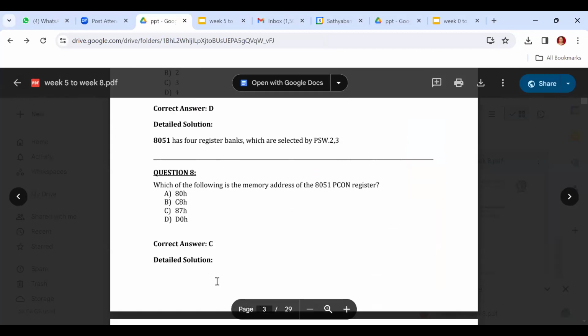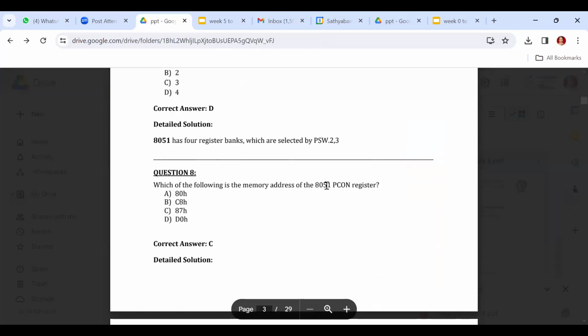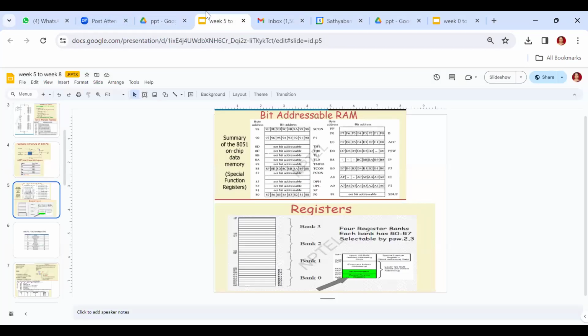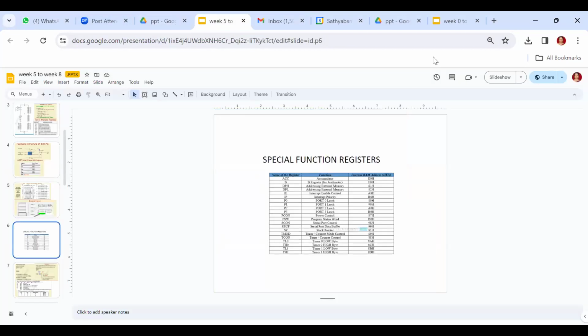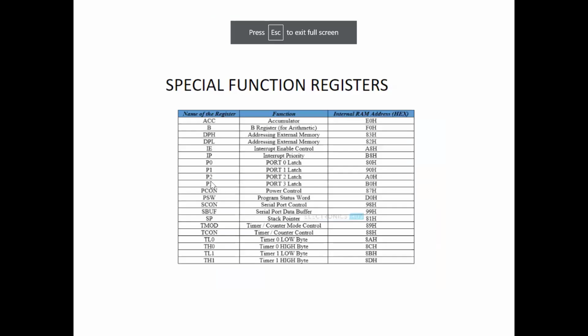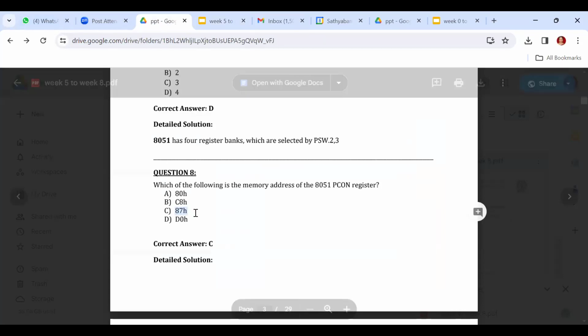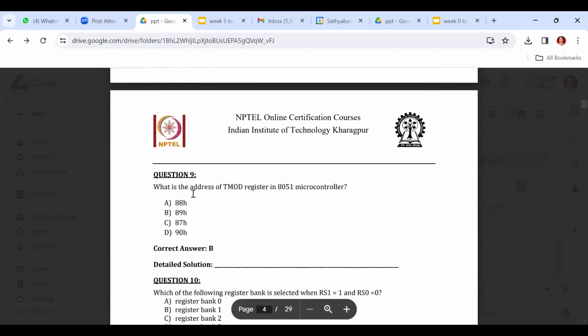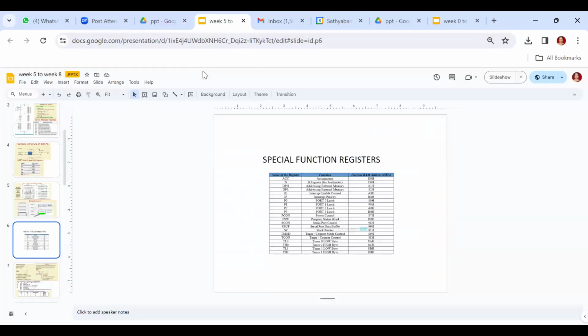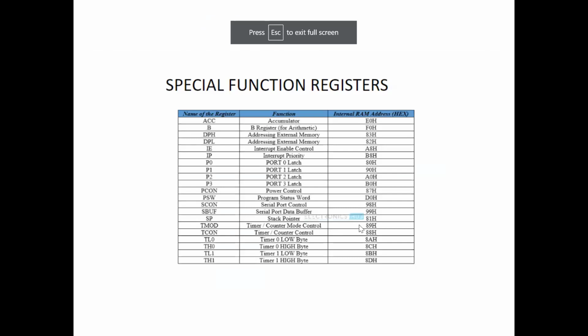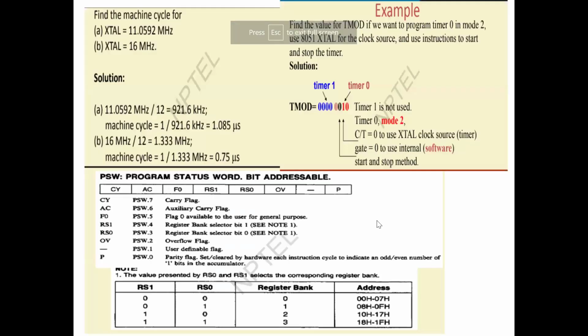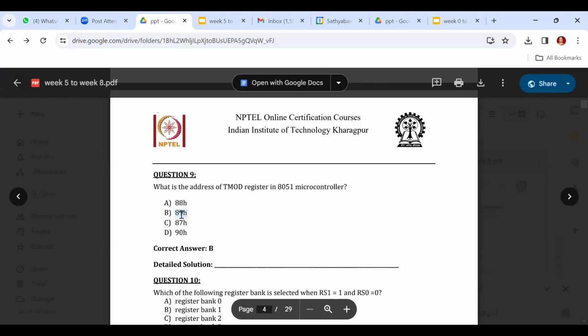Which of the following is the memory address of the PCON register? Go and see the PCON register. The PCON register memory address is 87H. What is the address of the TMOD register? Again, I have to go for TMOD and go through the address. TMOD is 89H.